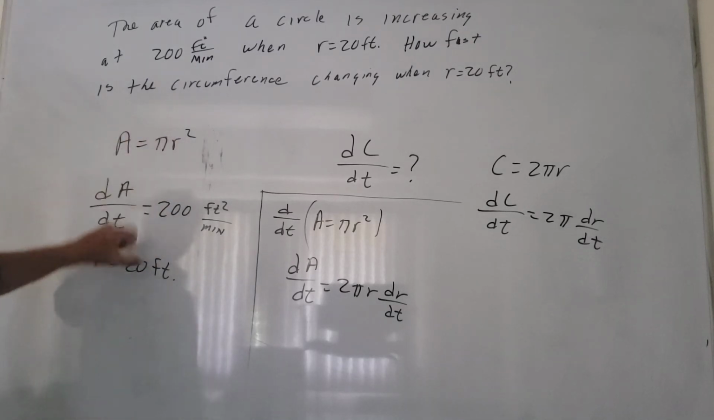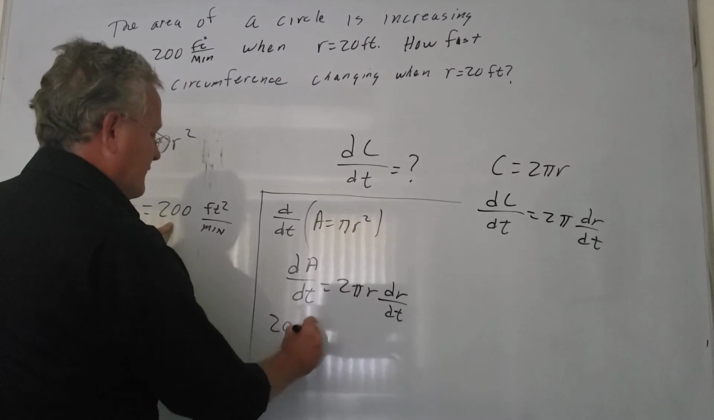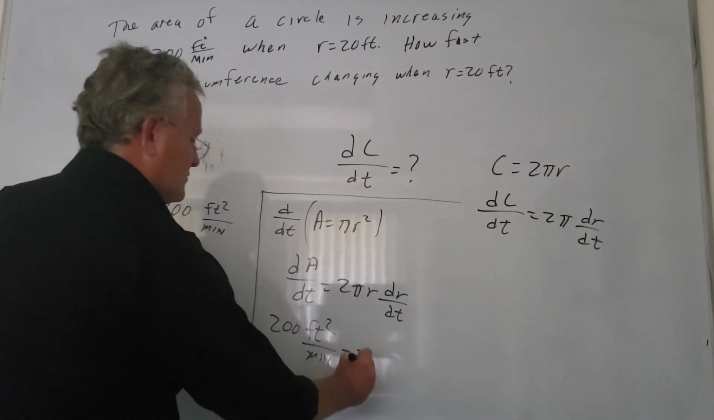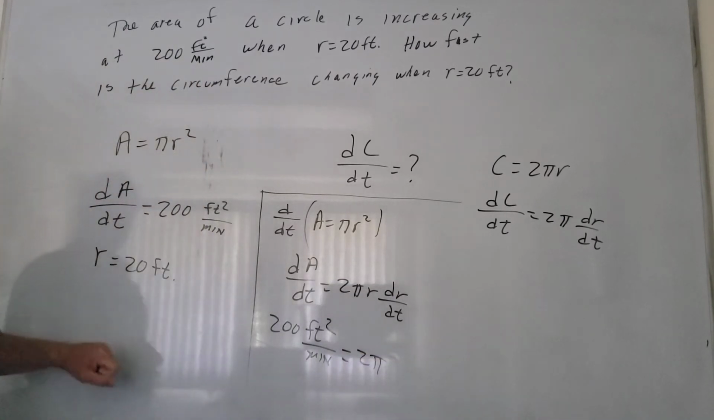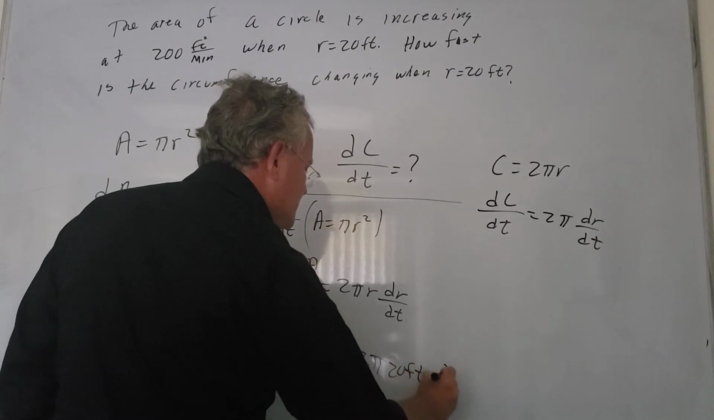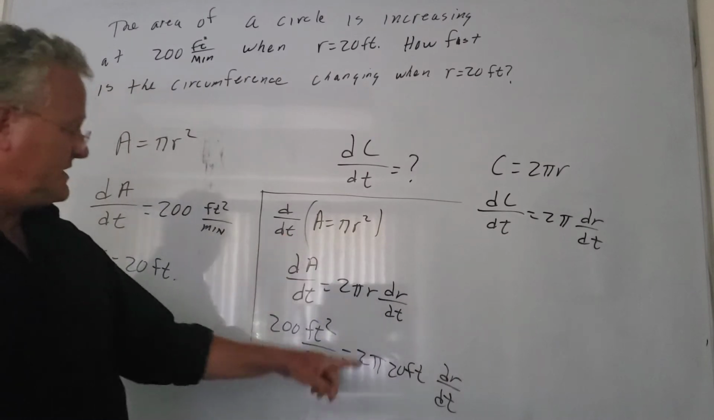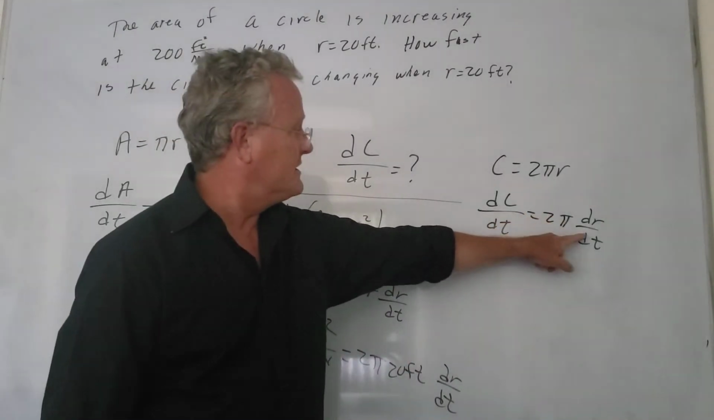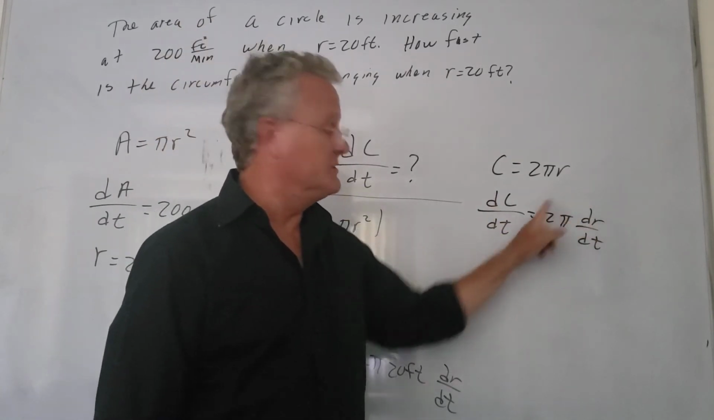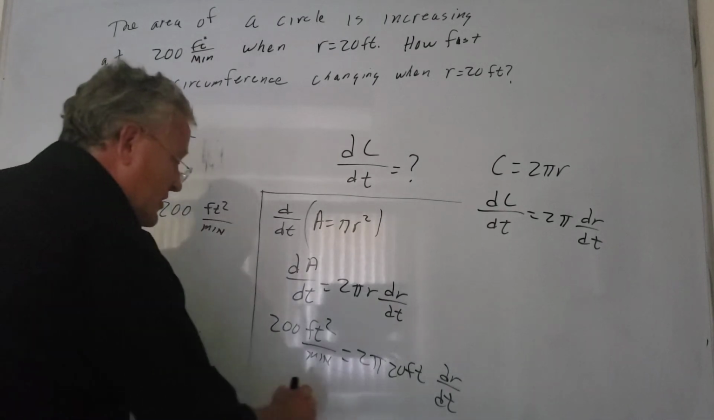So when I plug this information in, dA/dt is 200 square feet per minute, equals 2 pi times r, which is 20 feet, times dr/dt. Now I can solve this equation for dr/dt when r is 20, plug it in here, and I can find dC/dt, the rate at which the circumference is changing when r is 20. So that's all we've got to do. So what do we get here?